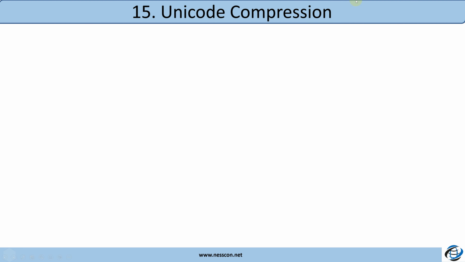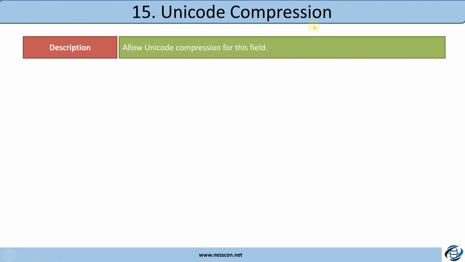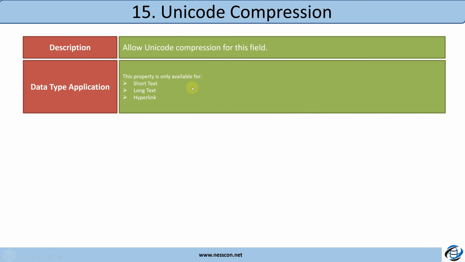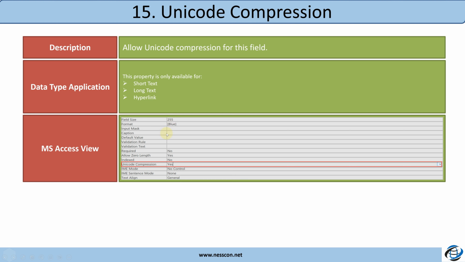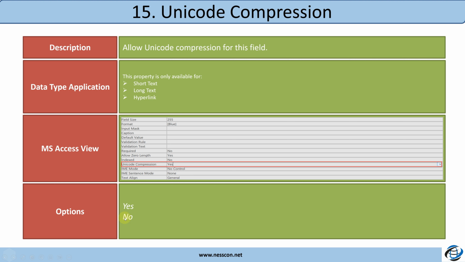The next one is Unicode compression. The description is allow Unicode compression for this field. This property is only available for short text, long text, and hyperlink. This is the access view, Unicode compression. Yes and no are the options. It is by default yes, and it is quite useful because it will compress the text and save memory in both RAM and hard drive. We are not going to use this property so much, so we will not have any demonstration on this property.